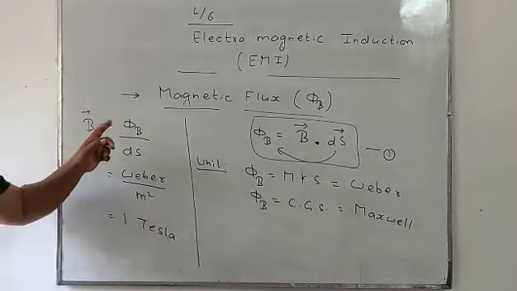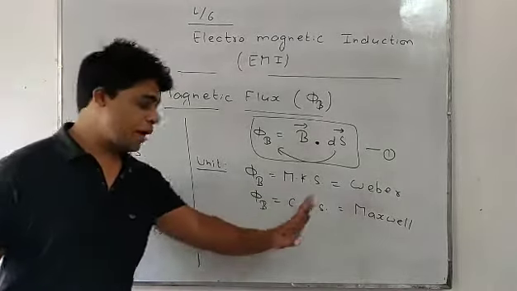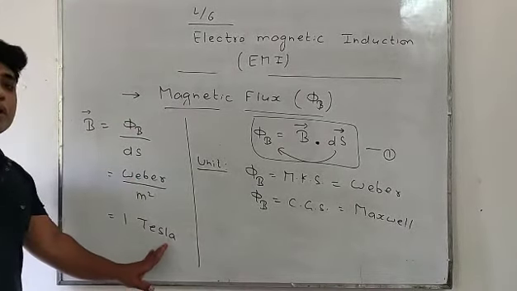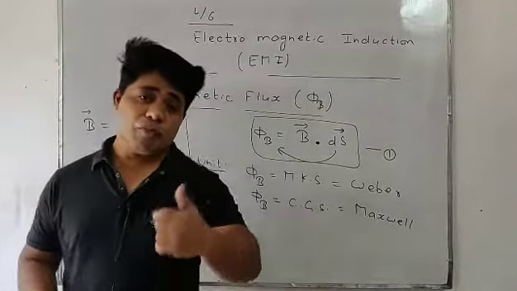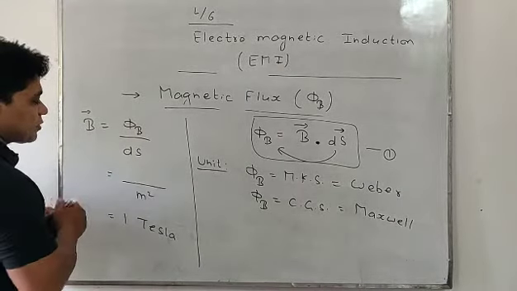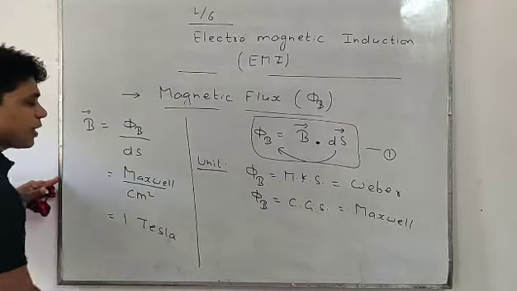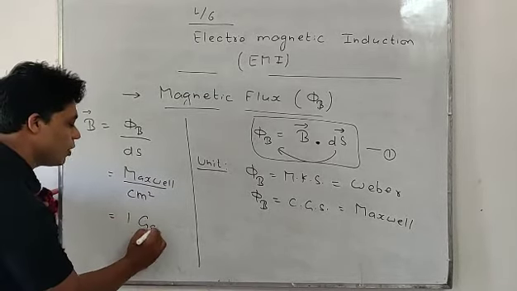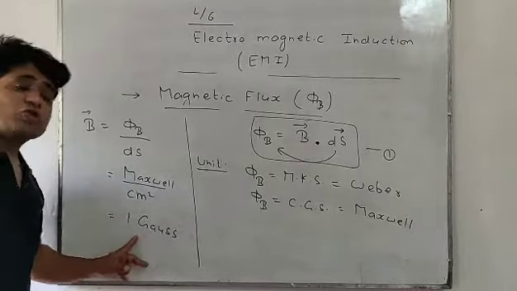B equals phi by dS. The unit of magnetic flux is Weber in the MKS system, and area will be measured in meter square, and Weber per meter square is 1 Tesla. So Tesla is a unit of magnetic field in which system? MKS. We can also get it in CGS. In that condition, Weber is replaced by Maxwell and meter square is replaced by centimeter square. Then it becomes 1 Gauss. So Maxwell per centimeter square equals 1 Gauss.